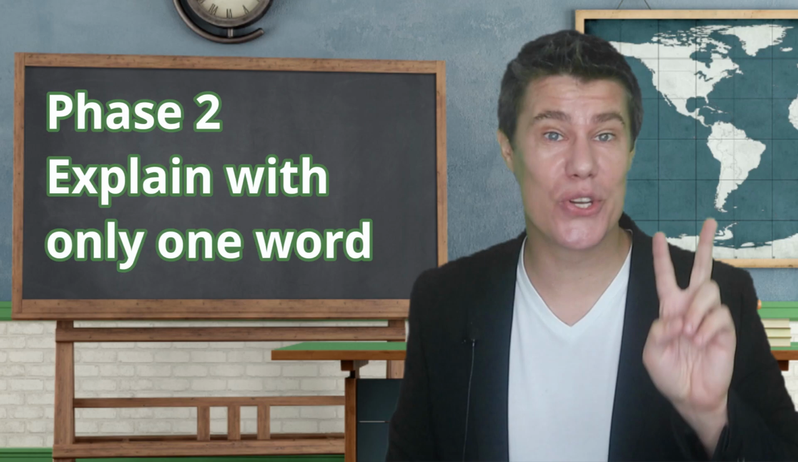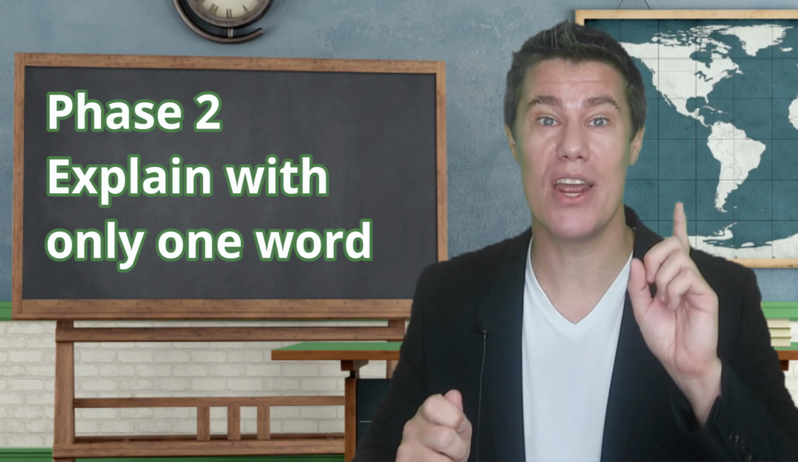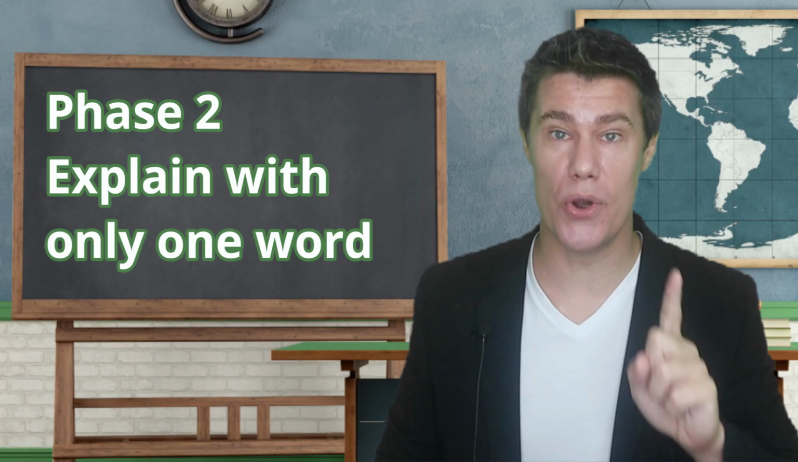Return all the slips back into the bowl or hat. Phase 2. One member from a group has to explain as many slips as possible in 1 minute. But this time, they may only use a single word. If they accidentally use more than one word, they fail and it's the next team's turn. If their group doesn't guess correctly, they may not pass and take a new slip.